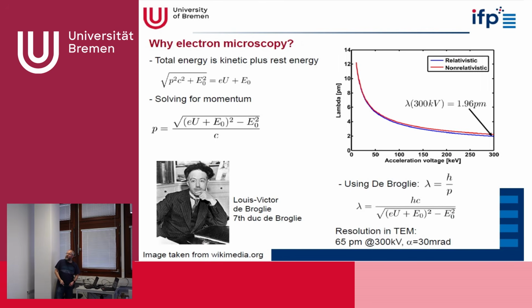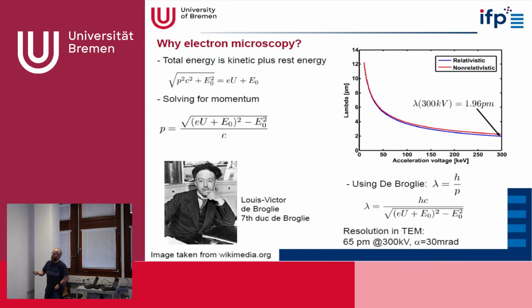And if we want to change the wavelength, then Louis de Broglie comes into play, because he found a relation between the wavelength of the wave that describes the propagation of massive particles, for example, and their momentum. So let's calculate this momentum.